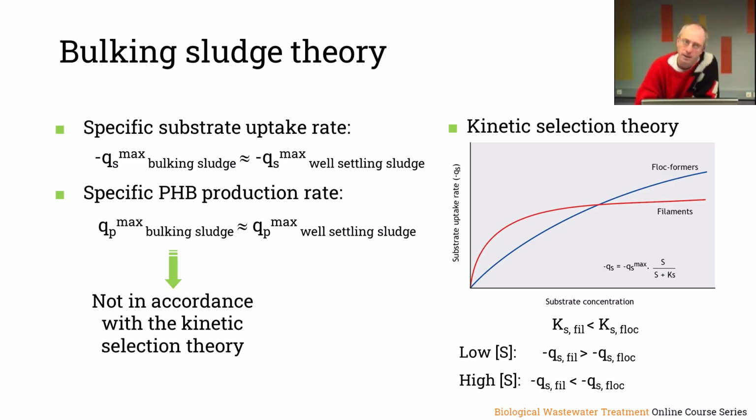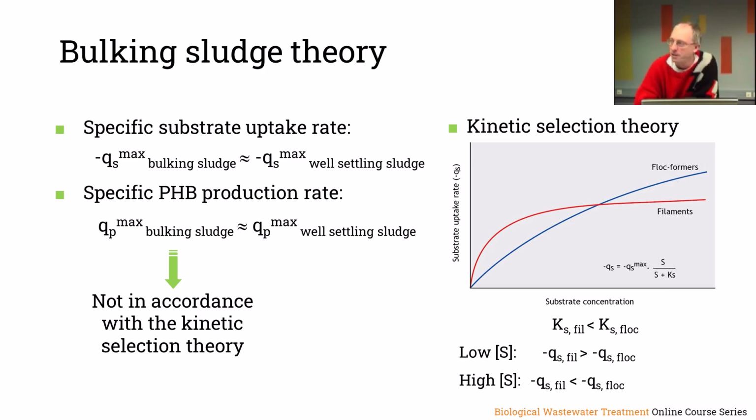However, if we look at the sludge we have and we measure on the bacteria the maximum rates and the Ks values, then we see that for the filamentous sludge as well as for the flock forming sludge, we find the same maximum rates. We find also the same PHB storage rates, and we find also similar Ks values. They are more difficult to establish, but they are also in the same range. So we measure that the basic hypothesis of this theory is not correct.